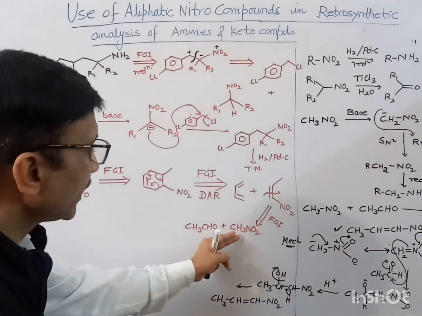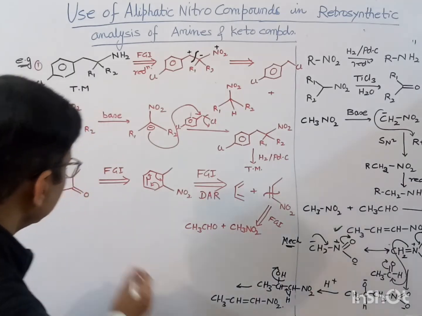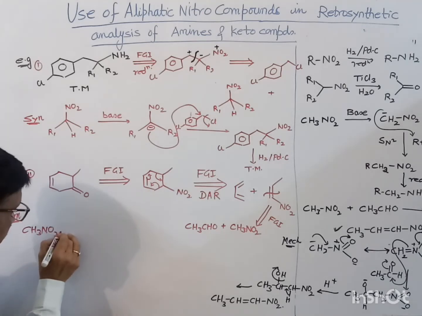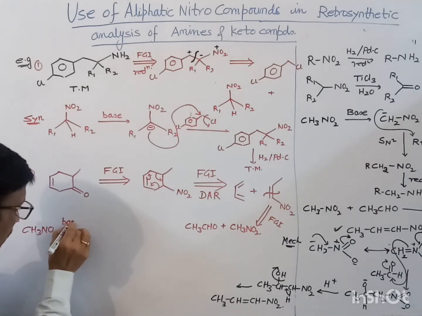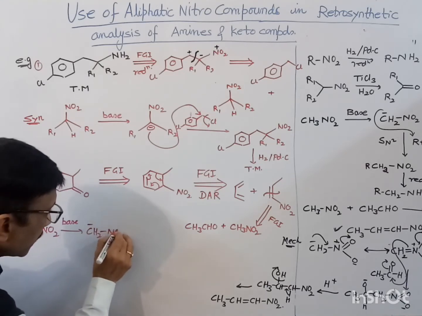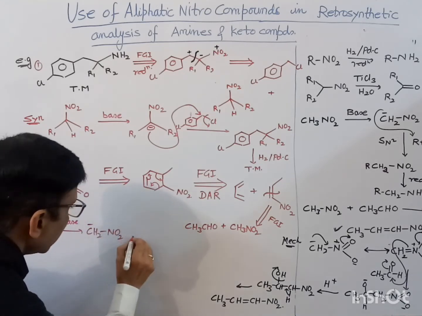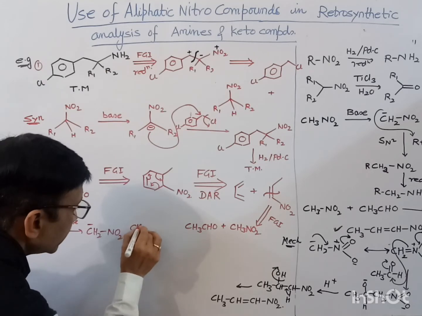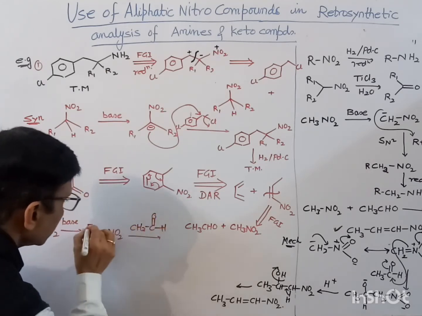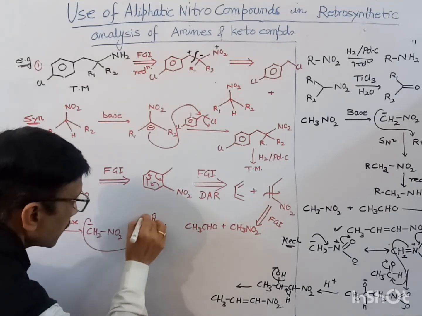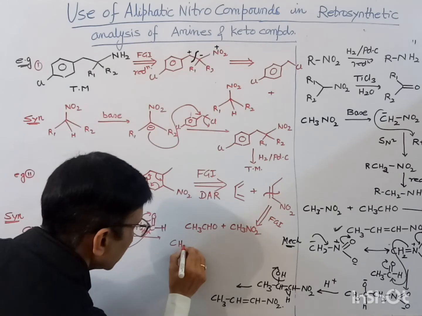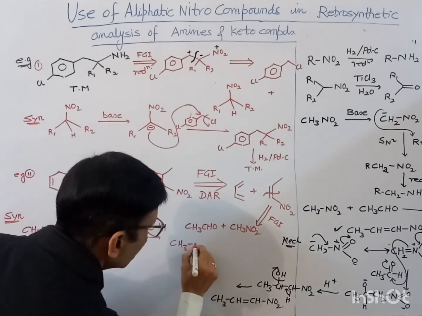So first of all, we have this CH3NO2. In presence of base, this will generate a nucleophile. This nucleophile in presence of aldehyde will generate an alpha beta unsaturated nitro compound.